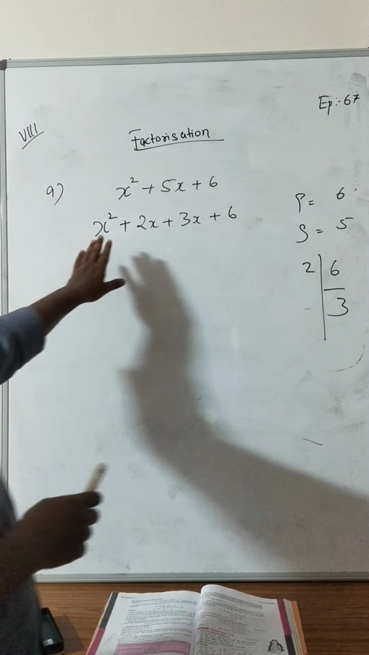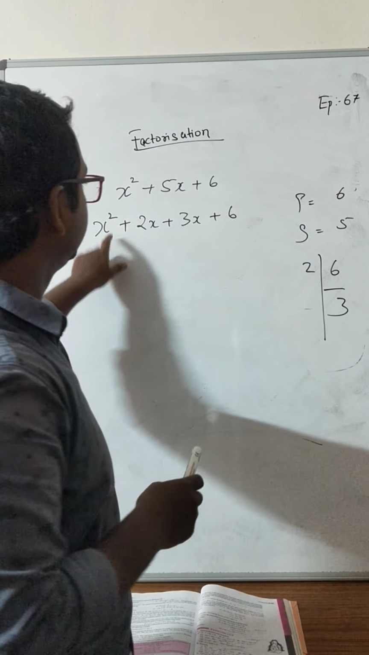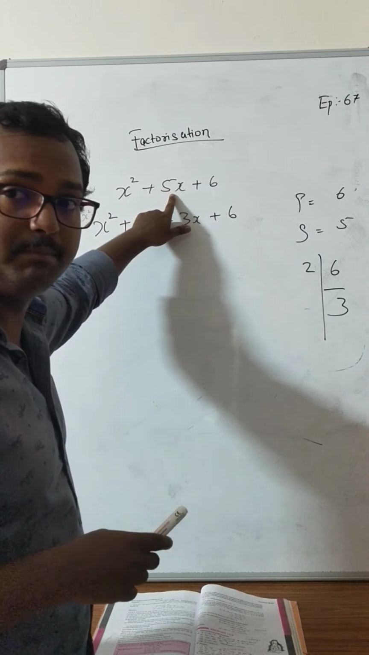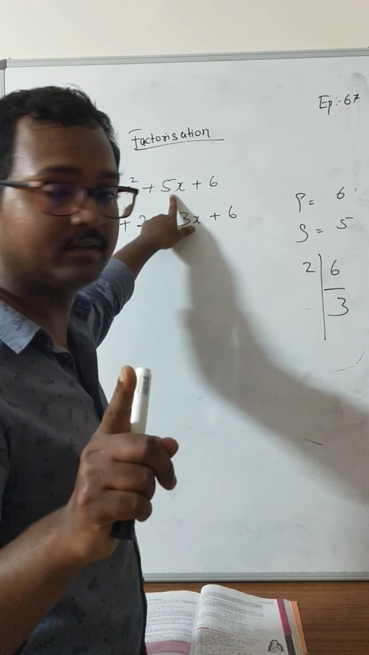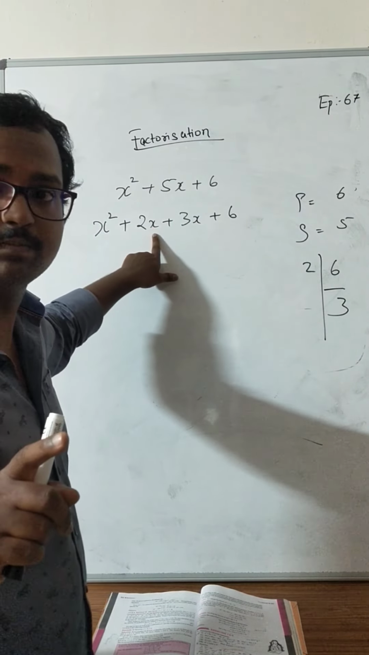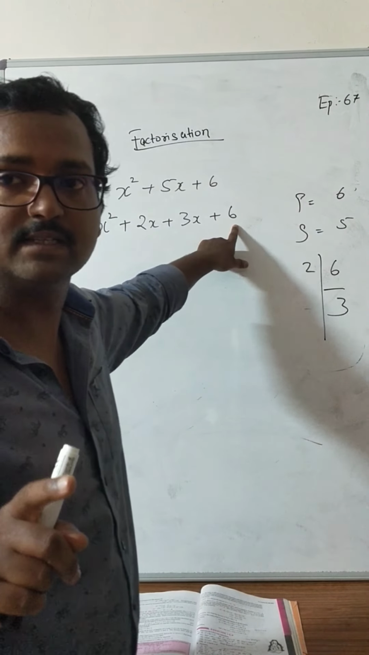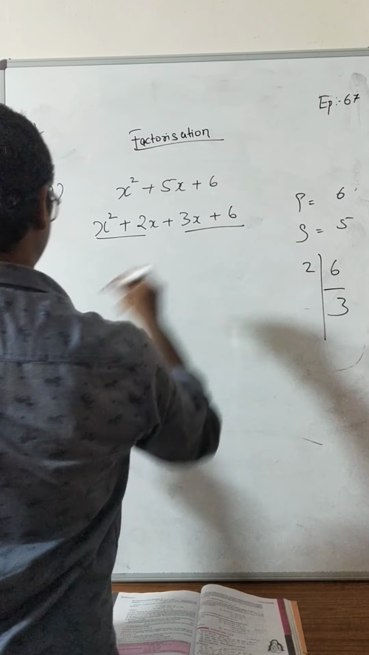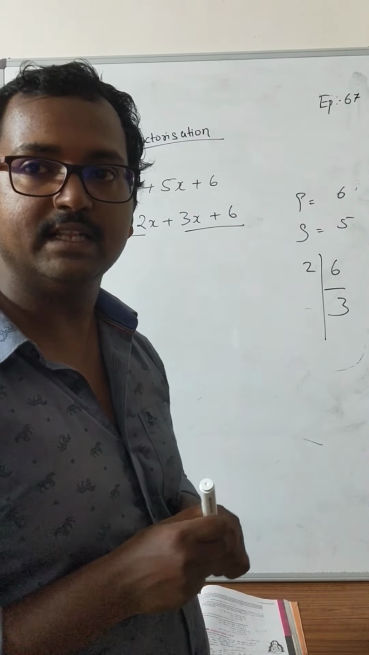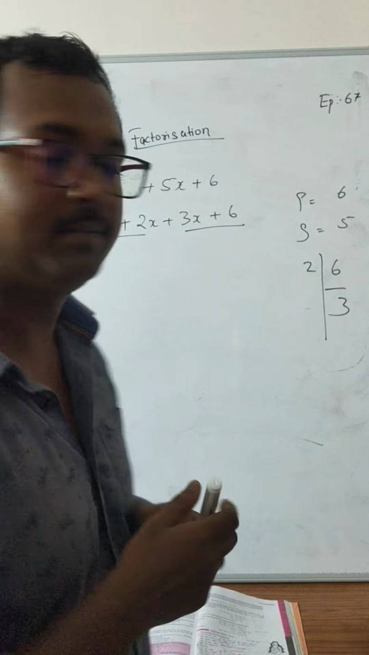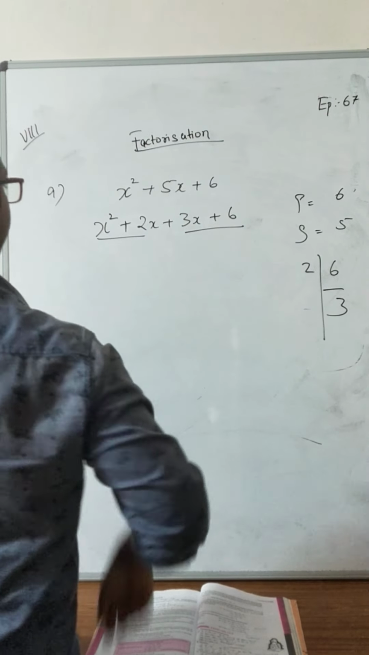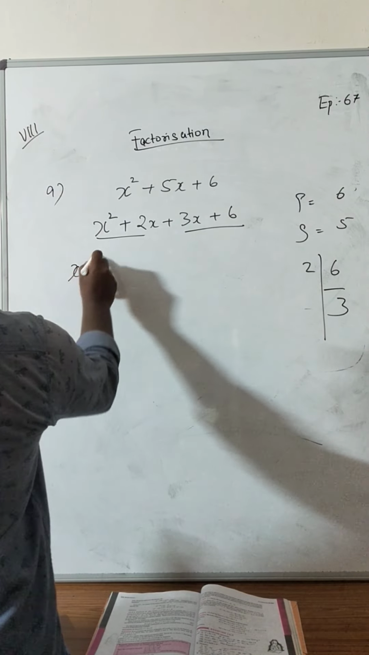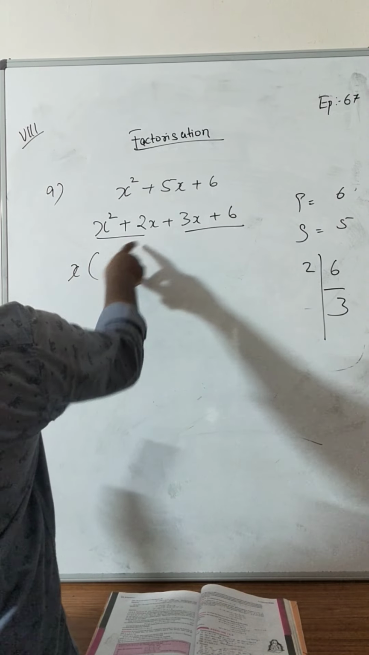Keep x square as x square. Split the middle term, only the middle term will be split. So 5x I have written as 2x plus 3x, and the 6, keep as 6. Now we have to apply the same method that we have done in exercise 14.1, which is to take common. Here we have x square and here we have 2x. Tell me what we can take as common. We can take x as common.